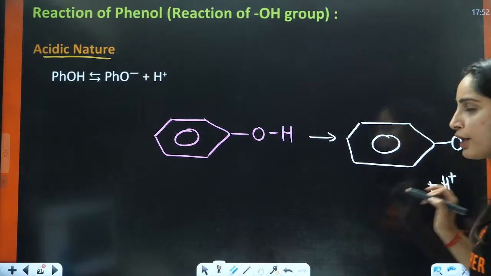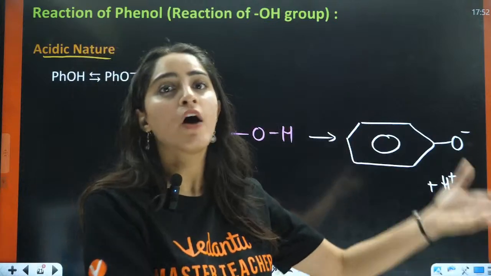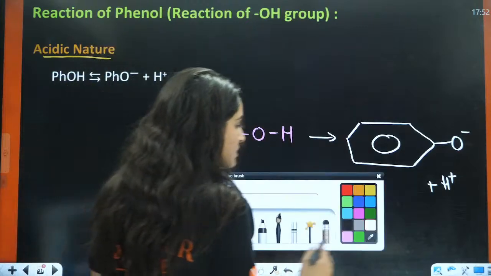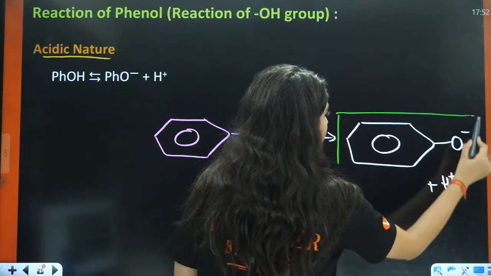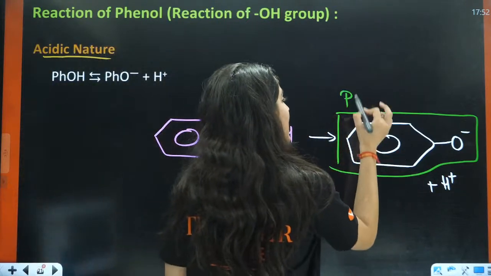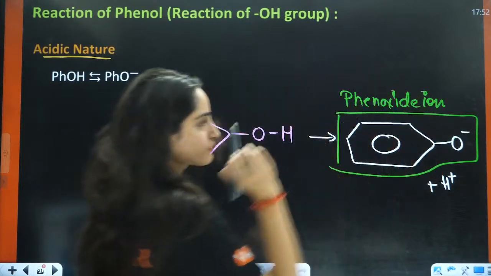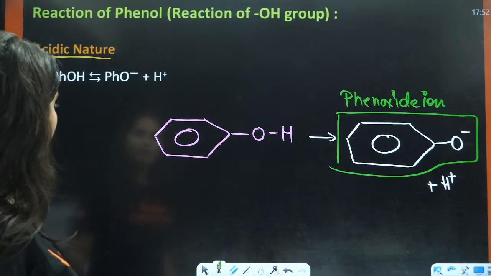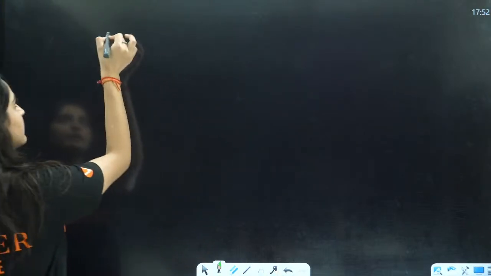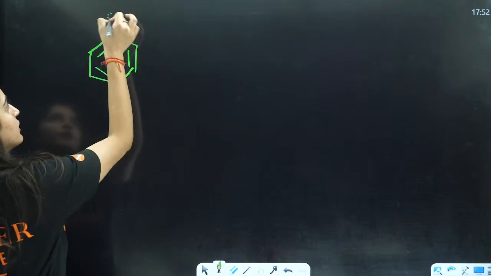Then as I told you, a good acid is that thing that, after donating H positive, forms a stable conjugate base. So we have to see the stability of this compound, that is called phenoxide ion, right? Let us see the stability of phenoxide ion. This is phenoxide ion. We have to see whether it is stable or not, right?